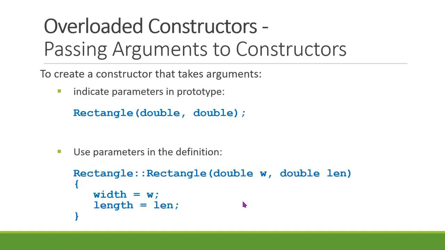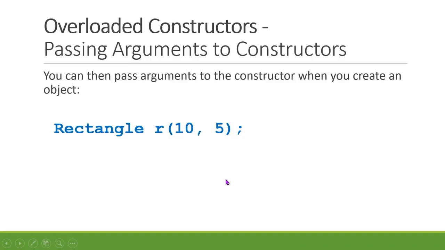Whenever I'm actually creating an object and I want the overloaded constructor to be called, this is what it would look like. I create a rectangle object, I'm calling the object R, and I'm sending two arguments, 10 and 5. So this would call the overloaded constructor.